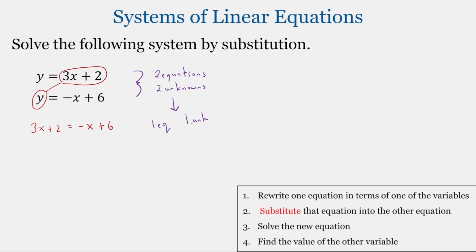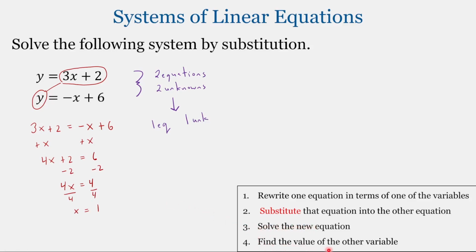Because if we have one equation and one unknown, in this case our unknown is this x variable, we can solve for that x variable. So I'll gather the x's, that x variable, on the left side. That'll give us 4x plus 2 equal to 6. And then subtracting 2 from both sides, we end up with 4x equal to 4. And then dividing by 4, our x value is equal to 1. So we have solved the new equation.